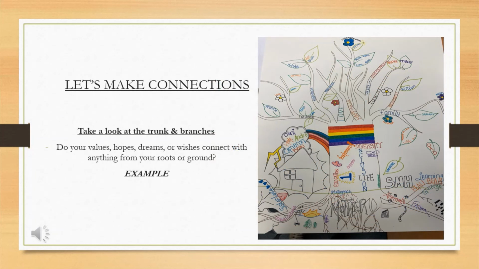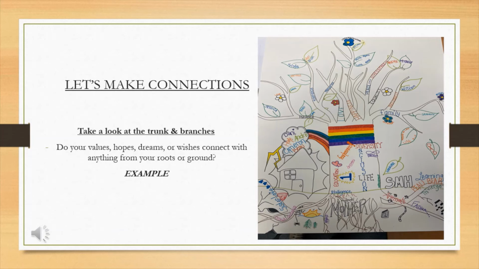All right, so once you think that you have filled out your branches and they look exactly how you want them to, you've already filled out your trunk and your roots and your ground are all completed, and you think that you've put everything that you want to put, we want to take a look at the tree as a whole. So let's take a look at those branches, that trunk, the roots, and the ground, and let's start trying to make connections.